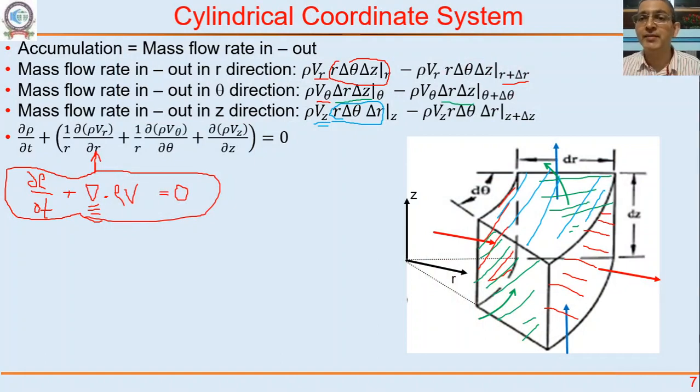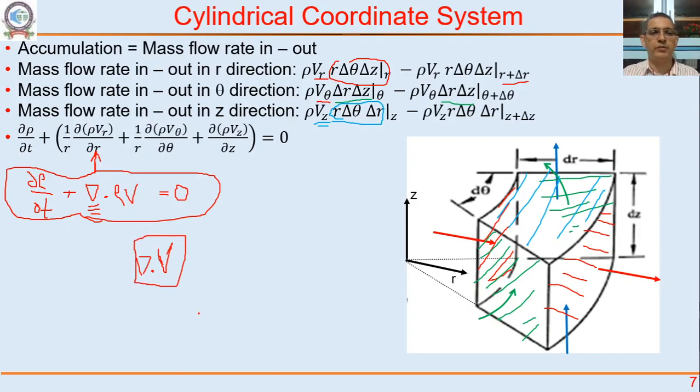Okay. Visualize, try to imagine where flow is entering, where flow is leaving. Visualize for yourself. Do that for yourself. Once you are clear, then only go forward. This del dot v in mathematical language is called the divergence of this velocity vector. Divergence. You might have studied in your applied maths courses. Let's go forward.